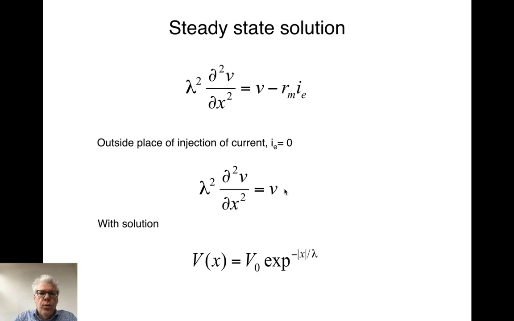If we do so, we wish to know the membrane voltage as a function of the distance. So this is our equation. Now this is quite easy to solve because outside the place of injection of the current, the external current is zero as well. So we are left with this equation, and the solution of this differential equation is given here. So the membrane voltage as a function of the position is a constant, V0, times the exponential of minus the distance over lambda.